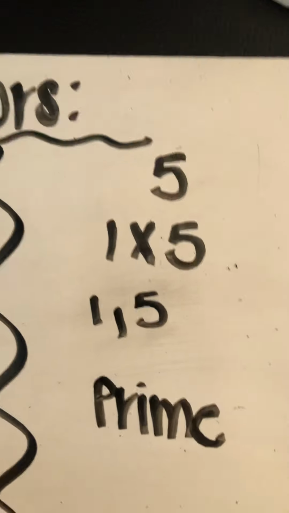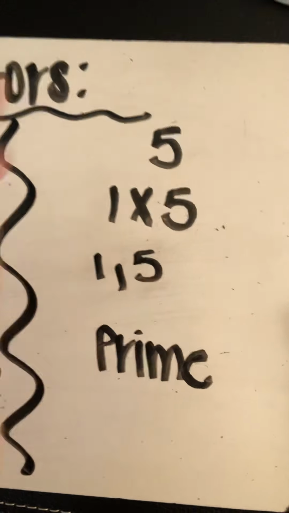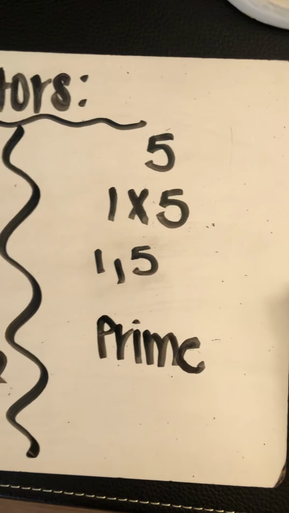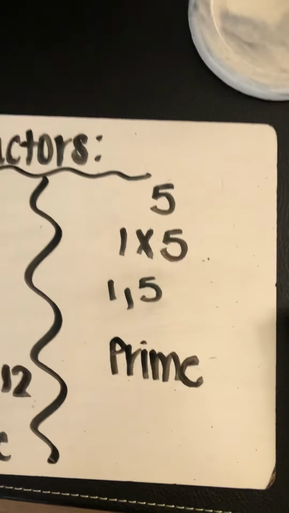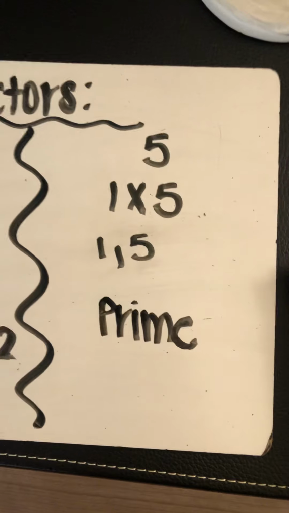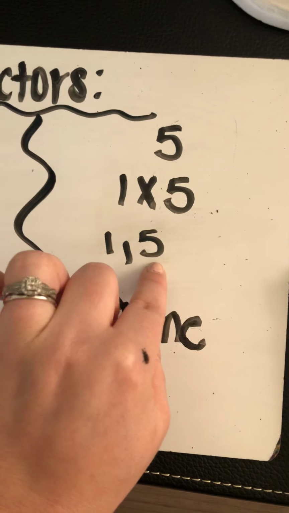But what if we had a number like 5? 1 times 5 gives me 5. And if I try to do 2 times something, that wouldn't give me 5. 3 times something wouldn't give me 5 definitely. So nothing else can multiply to get to 5. So my factors are 1 and 5.